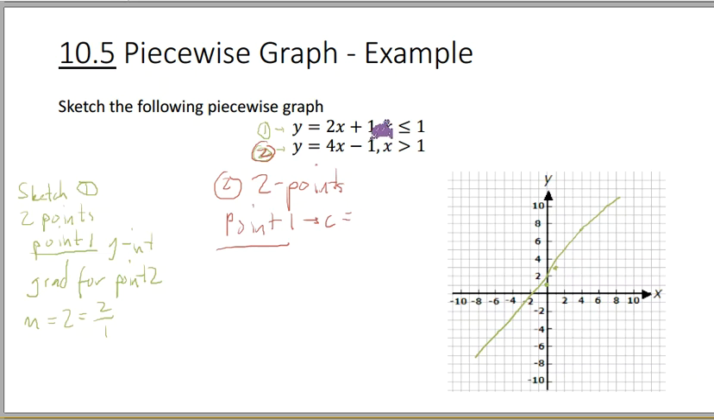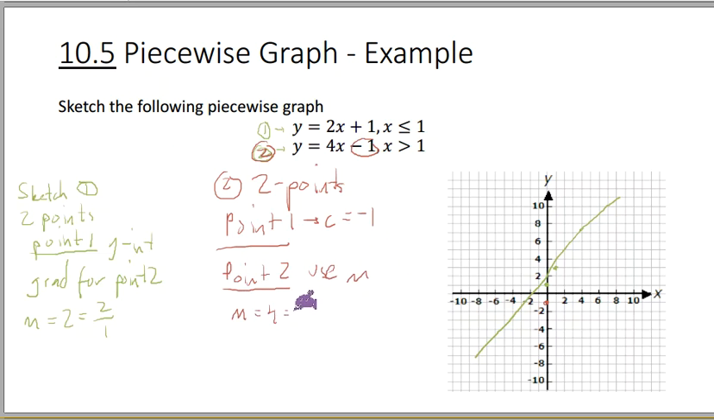C is equal to -1. And then point 2, so I can put that on, C is equal to -1, that goes down here. That's the y-intercept, -1. And point 2, we're going to use the gradient, gradient for that one is 4, so m is equal to 4.